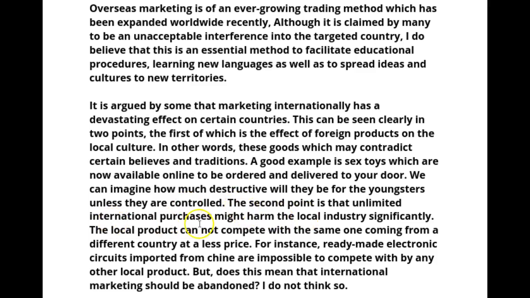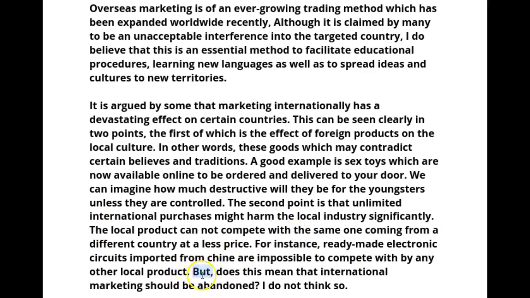So the second point is that unlimited international purchases might significantly harm local industry. Local producers cannot compete. So local producers are unable to compete with a similar product that is cheaper. For instance, ready-made electronic circuits imported from China are impossible to compete with. Imported to where? If they're imported from China, who are we talking about? We need to be really specific with our examples. So we'd say, for instance, a ready-made electronic circuit imported from China to, and then we need a country in which circuits are normally cheaper, but China is now dominating this market. To illustrate these properly, they need to be really specific.